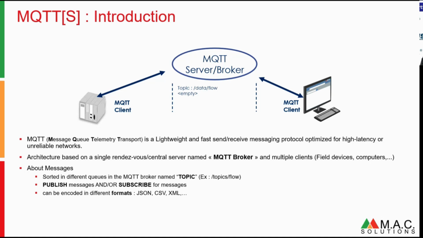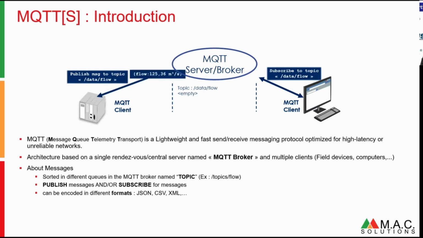MQTT has three main components. Publisher is the device that's sending the data, and the subscriber is the device, or it could be devices, that receive the data. And finally, a broker, which manages communication and acts as a data concentrator. Instead of direct connections, devices send messages to topics, and subscribers receive relevant updates seamlessly as they are subscribed to these topics.